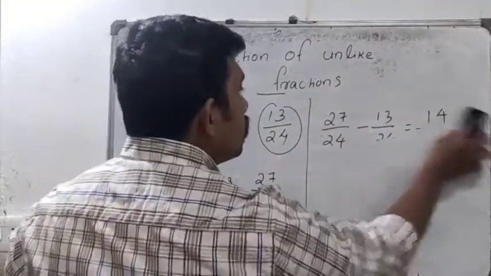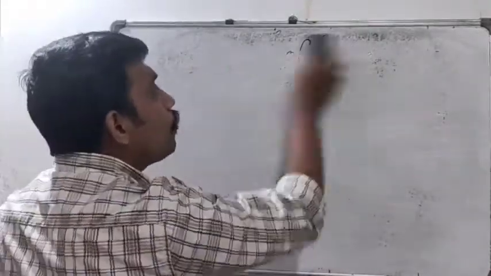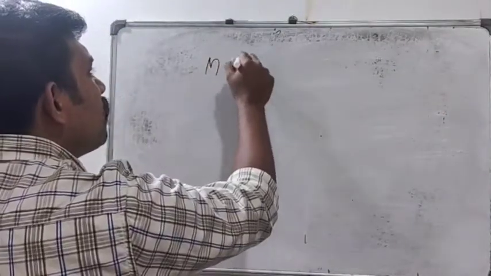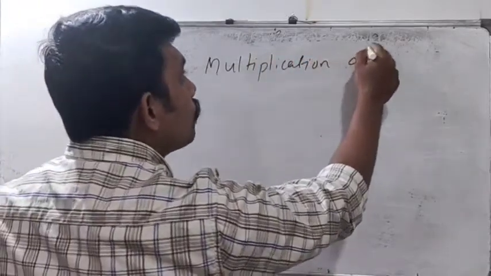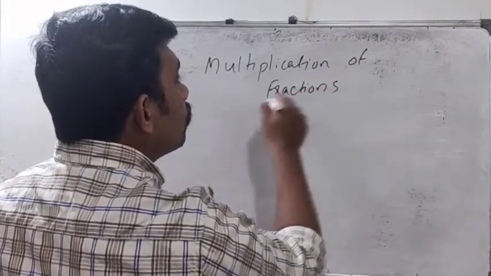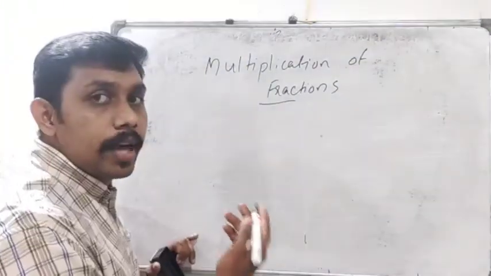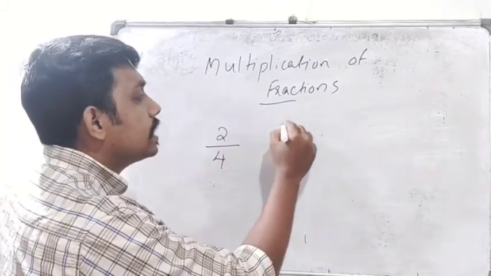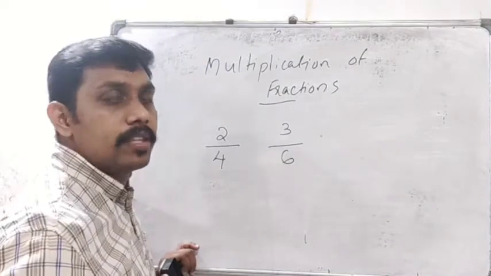So my dear students, the next topic is multiplication of fractions. It is a very simple topic. Here we have two fractions. I am writing an example, 2 by 4 and 3 by 6. We need to multiply these fractions.